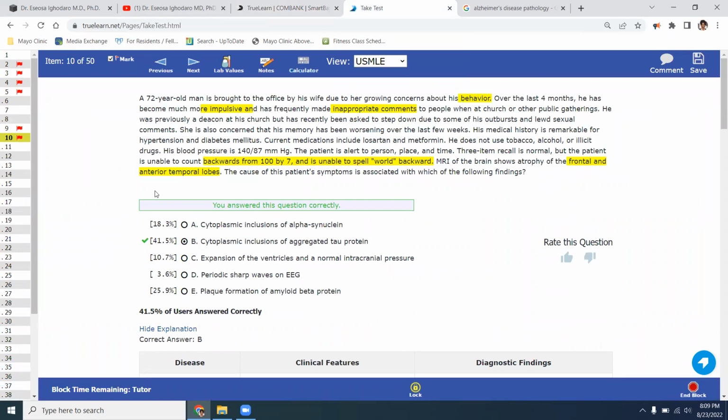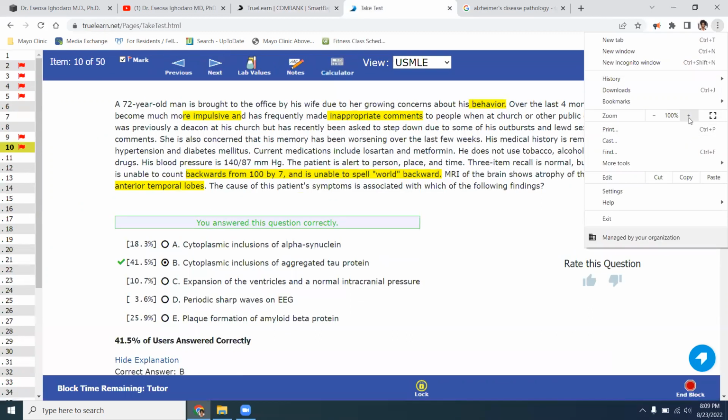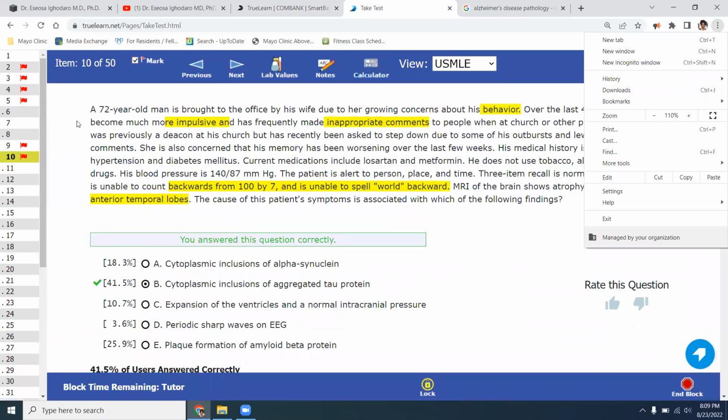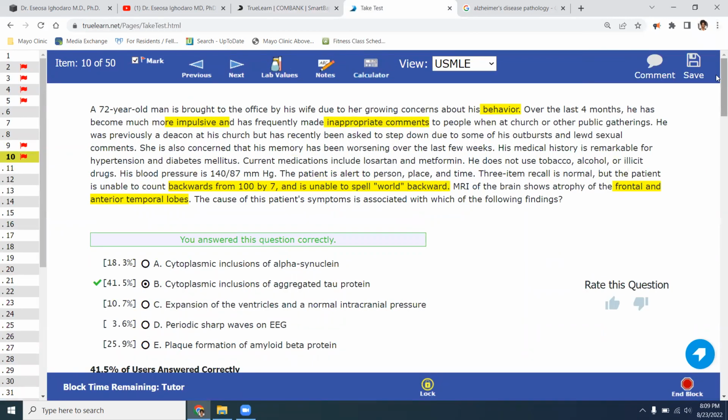So here's a question as I was going through some of the USMLE Step 1 questions, and I'm going to be focusing on neuroscience and neurology questions because that is my area of expertise. So let's start here with this question. I like to highlight as I read through questions. I recommend that you do the same when you're reading through questions for testing strategy.